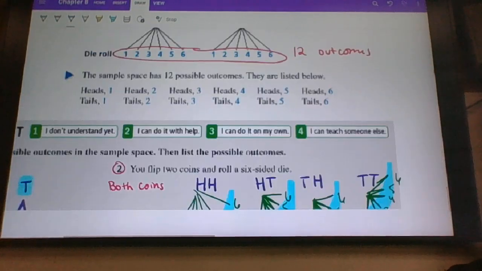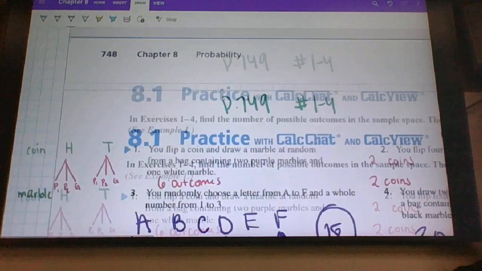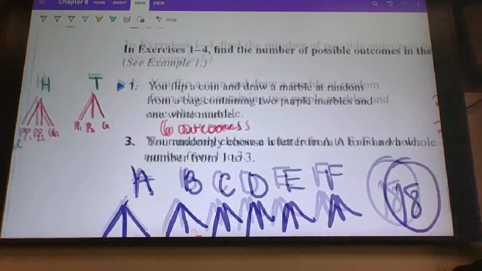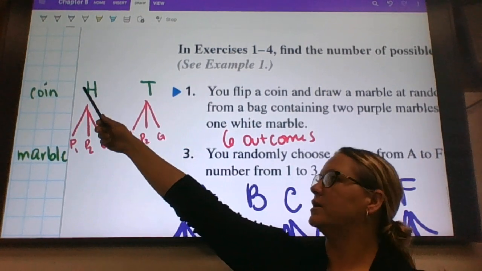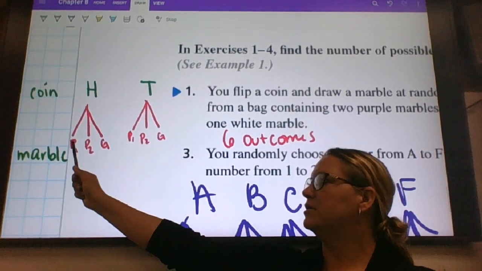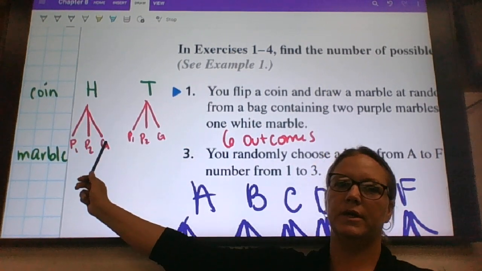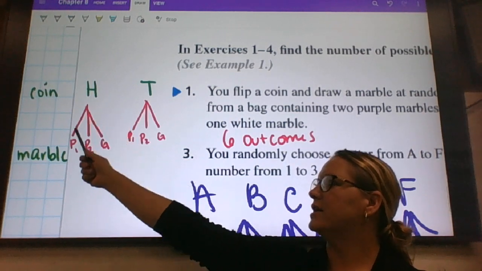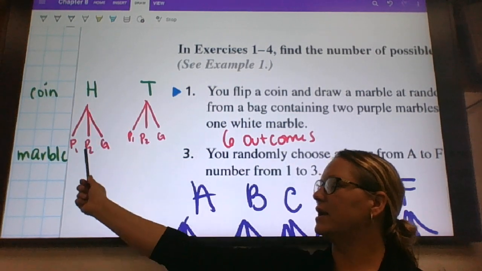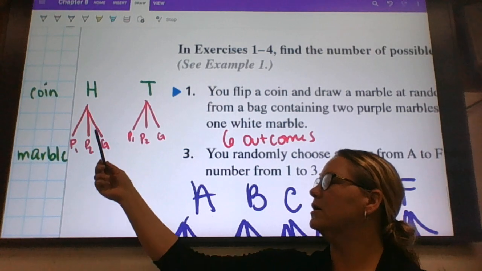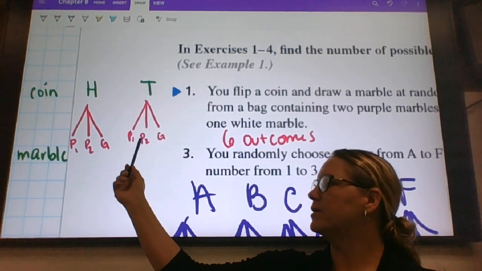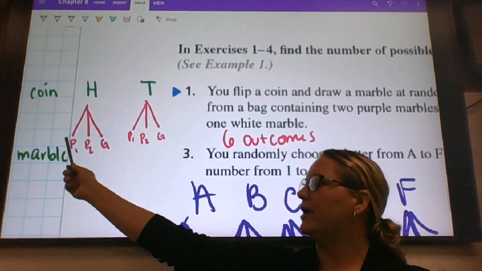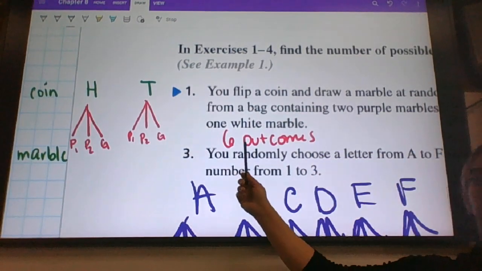Tree diagram, number 1, you get 6 outcomes. You flip a coin. Your coin could be heads or tails, and then you have a purple or green marble to pick from. So heads, I could have picked a purple one, the second purple marble, or the green marble. If I got tails, it could have been the first purple marble, the second purple marble, or the green marble. Add all of these up, 6 possible outcomes.